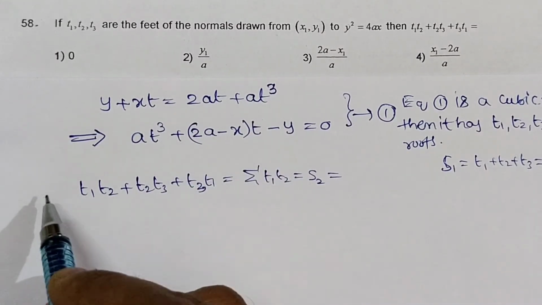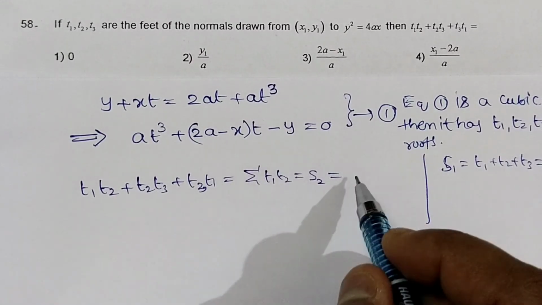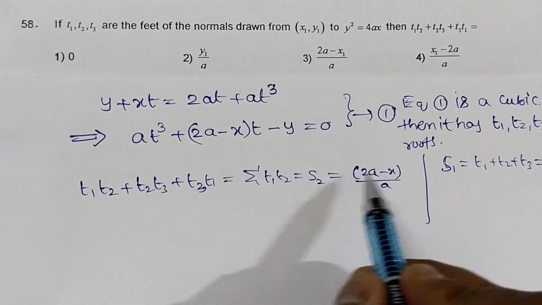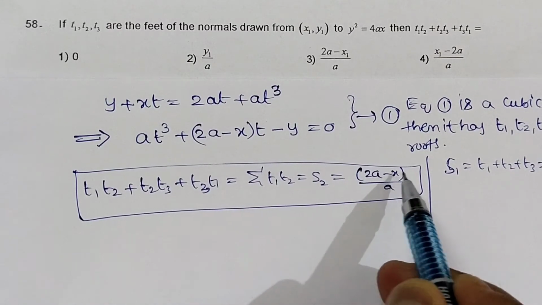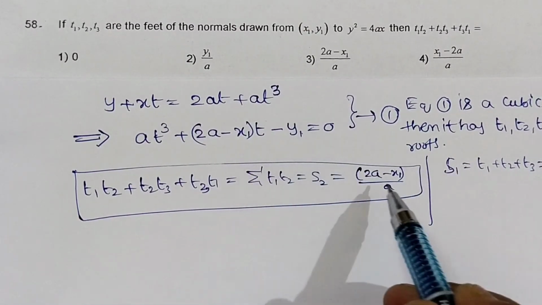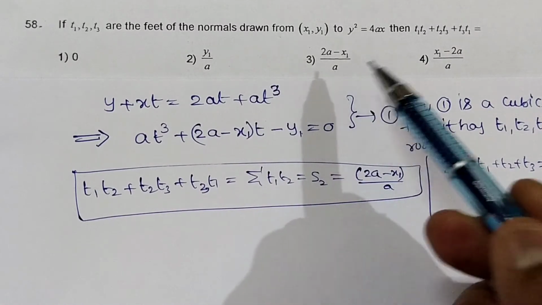Next, the second one is S2. This value only we need. So (2a minus x) divided by a. Here 2a minus x means x1, take x1, y1. So (2a minus x1) by a, which is there in the third option.